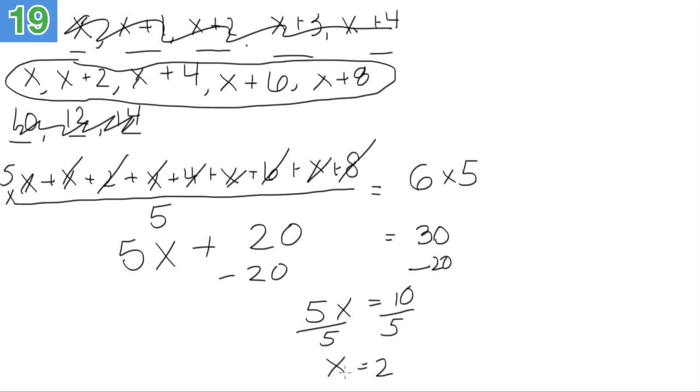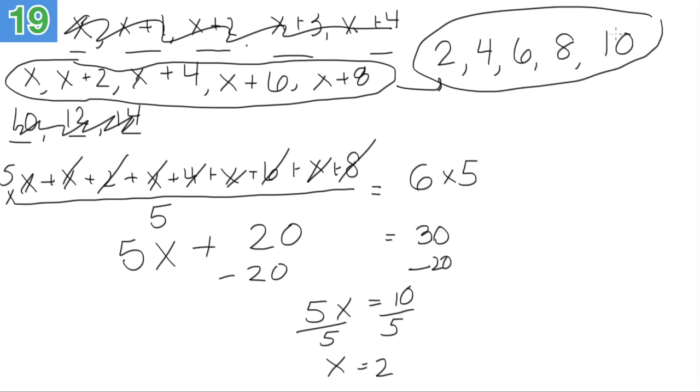All right, so now we can plug that back in. We know that our consecutive even numbers start at 2. So our numbers are 2, 4, 6, 8, and 10. Basically we get that by putting 2 in for x, 2. The next one is 2 plus 2 is 4. 2 plus 4 is 6. All right, so you can really see that that works very well for dealing with consecutive numbers, or consecutive even, or consecutive odd.